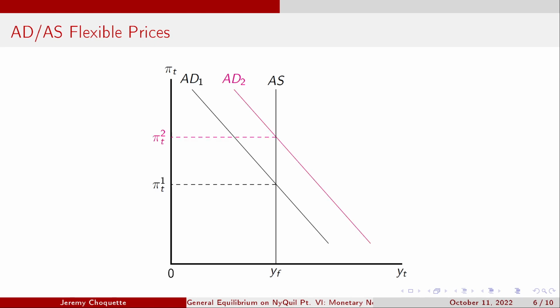Now, if there's a demand shock, if aggregate demand were to increase, well, with a vertical aggregate supply curve, because it's independent of prices, there's not going to be this upward sloping aggregate supply curve. It's just vertical. When we have that, all that happens in response to a demand shock is an increase in prices, and output itself doesn't change.